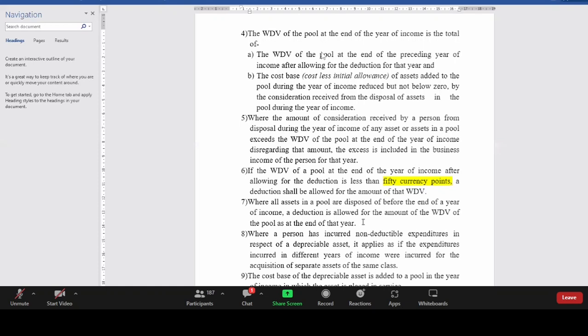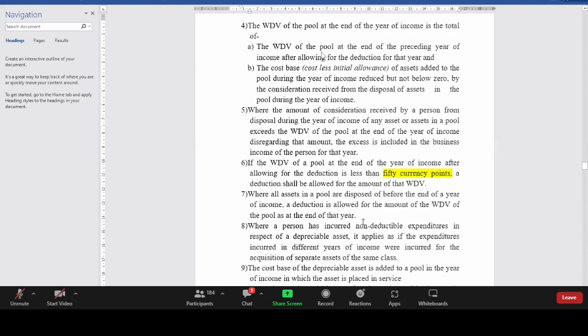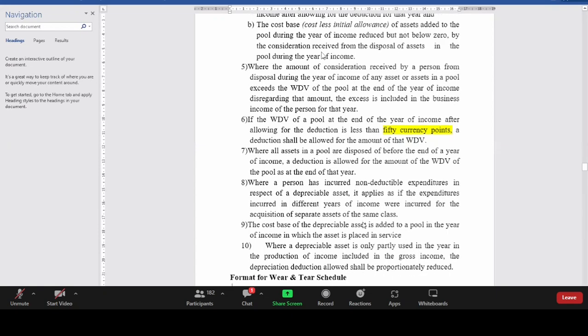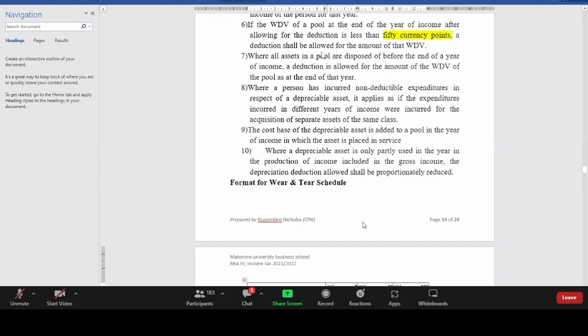which leads to what we call a balance allowance or a balance charge. Note 8, where a person has incurred a non-deductible expenditure in respect of a depreciable asset, it applies as if the expenditure incurred in different years of income were incurred on acquisition of separate assets of the same class. Those are tricky ones. There are other 2. And we find another one where you construct an asset and it takes a period of more than 1 year to get ready. You're going to find it ahead.